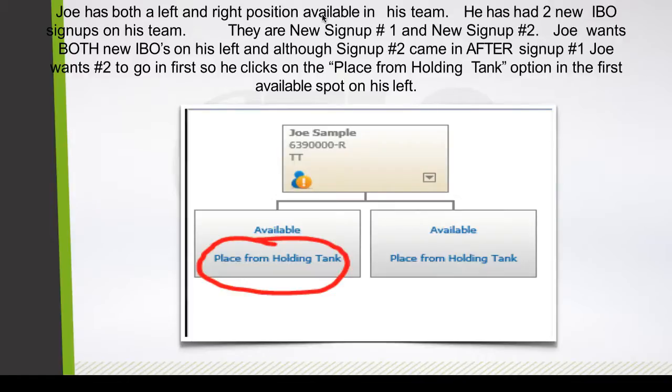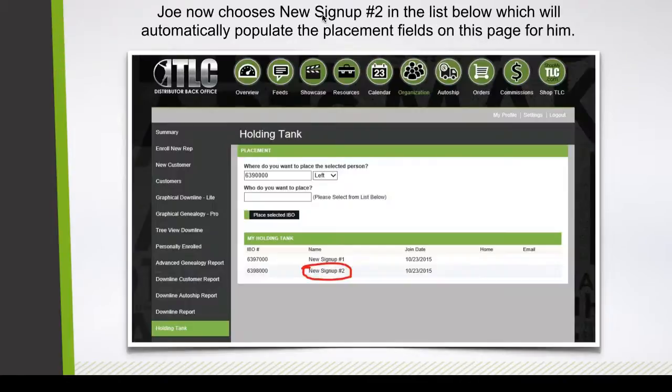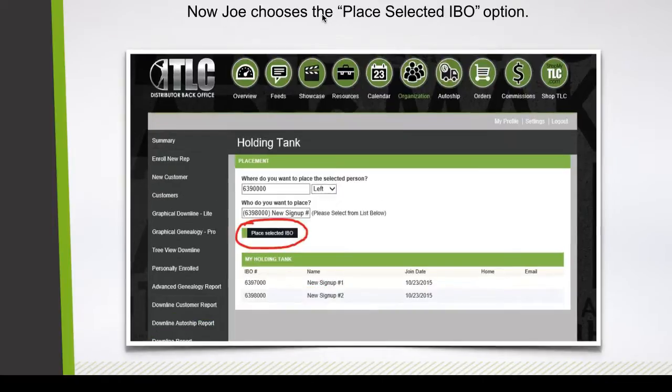So in that left spot, as you can see, we have it circled, place from holding tank. When you place from the holding tank in that left leg that you selected, you can choose if you want your new signup number one or your new signup number two to go there, or number three, number four, wherever you want. You can pick and choose which IBO you want to go into that spot. So for this scenario purposes, we're going to say IBO number two.